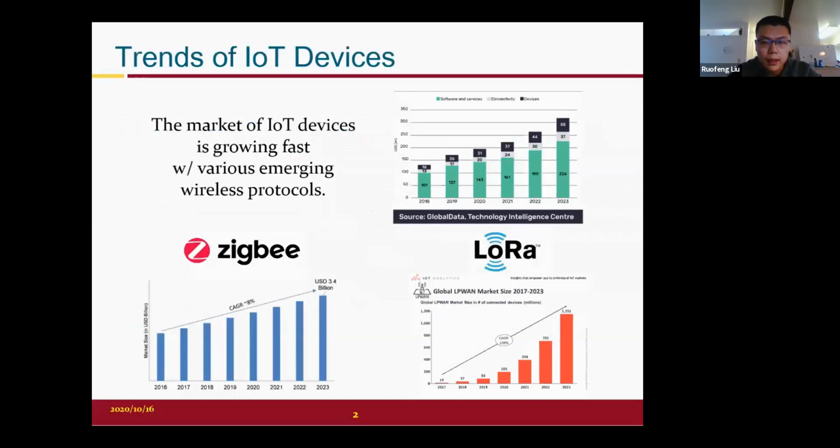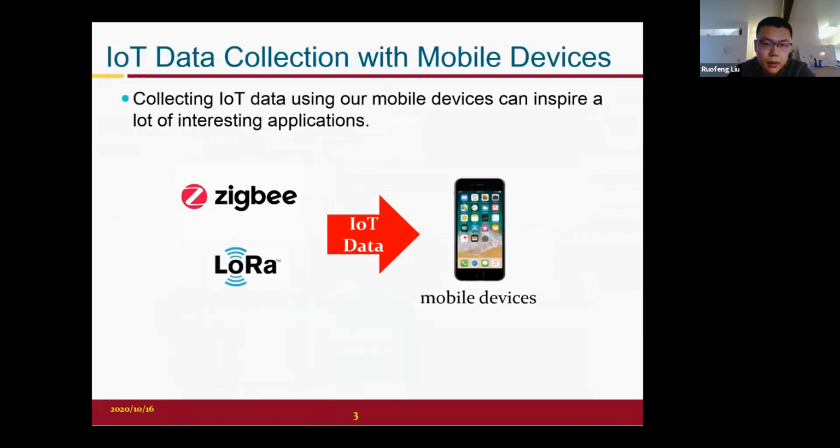The IoT market is growing really fast. At the same time, we have seen multiple emerging wireless techniques used by these IoT devices. The two famous IoT protocols are ZigBee and LoRa. Therefore, connecting these IoT devices to our mobile devices can inspire a lot of interesting applications.